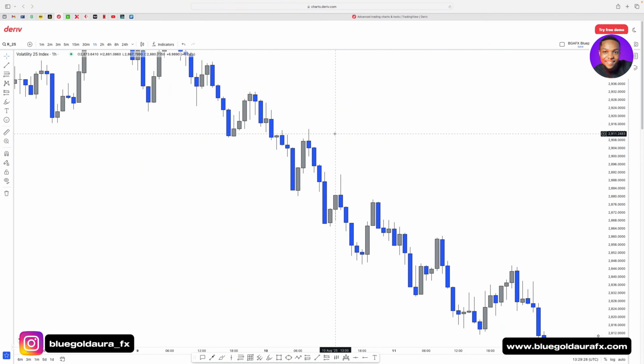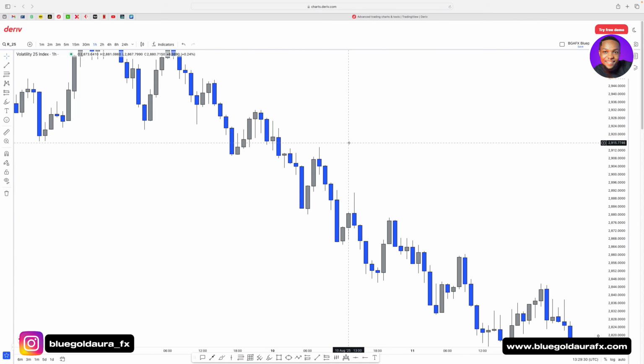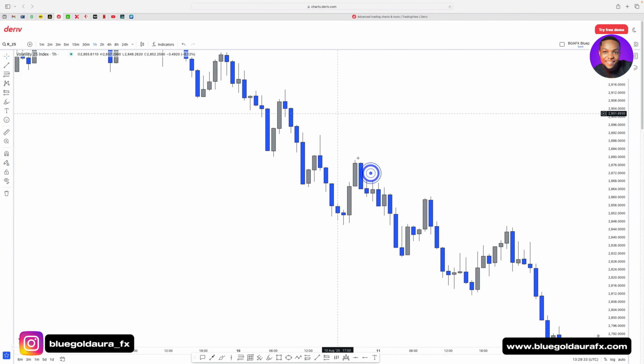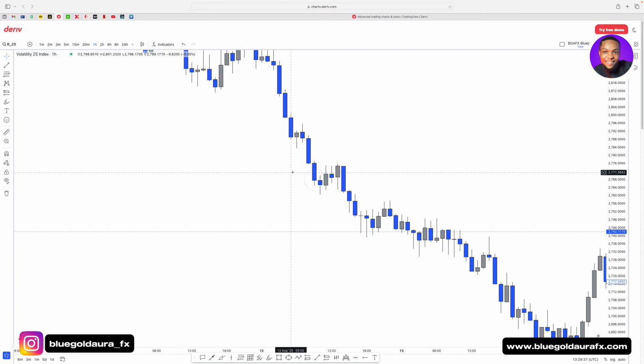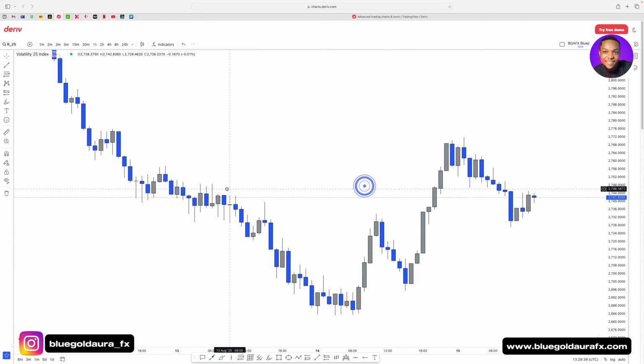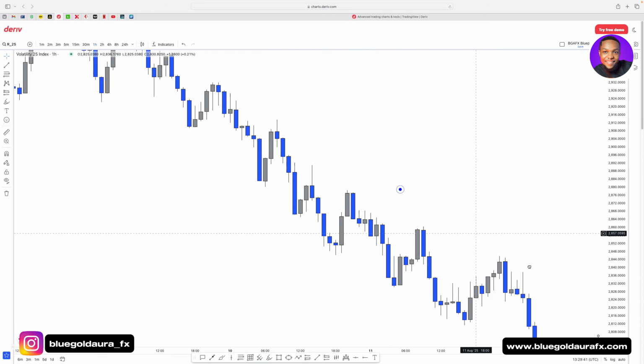So this is V25 index, and we can all see that this market is in a downtrend, right? We can actually see that this market is in a downtrend and it has been selling for quite some time right now.